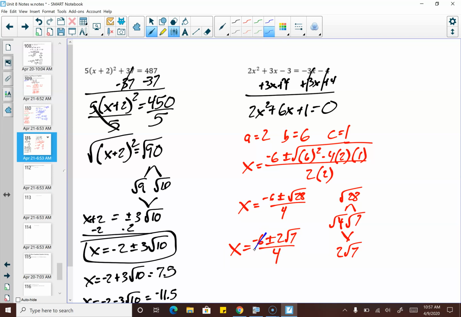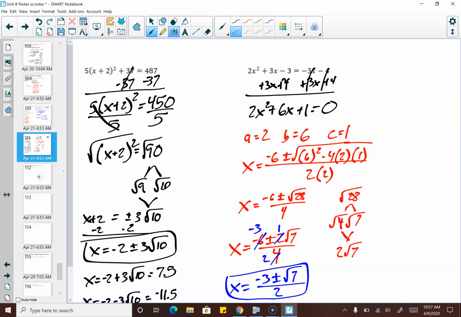And from here, now we can simplify. Everything divides by 2. So we get x equals -3 plus or minus 1 square root 7, or just square root 7 over 2. And there's our answer in simplest radical form.